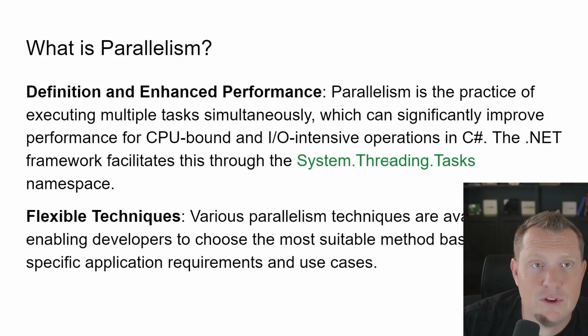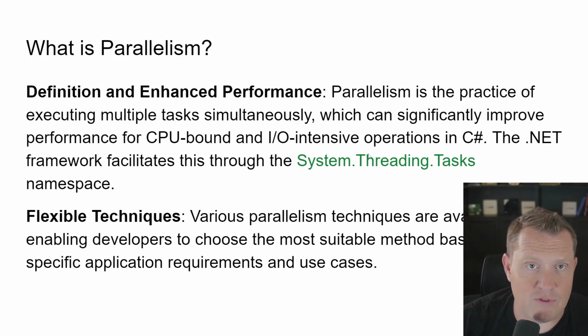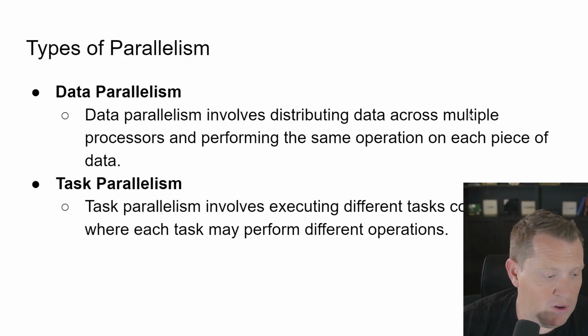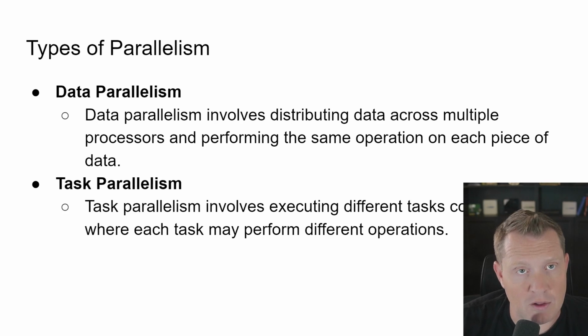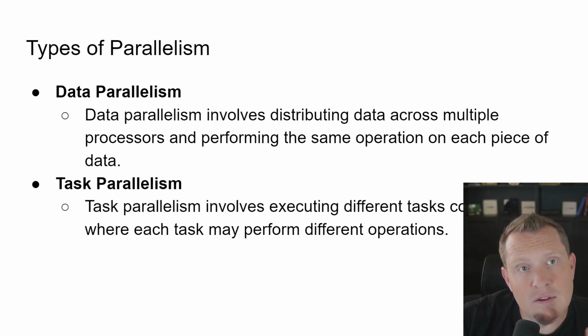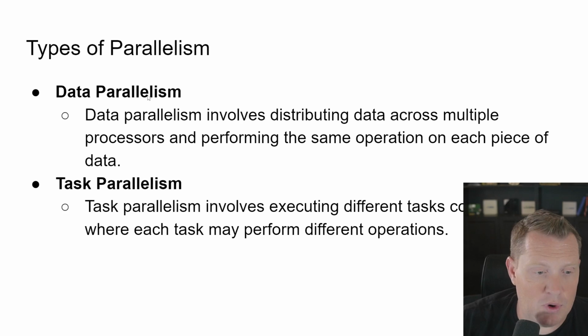Now, there are different flexible techniques. Various parallelism techniques are available in C#, enabling developers to choose the most suitable methods based on their specific application requirements and use cases. There's data parallelism, which involves distributing data across multiple processors and performing the same operation on each piece of data. And then there's task parallelism, which involves executing different tasks concurrently, where each task may perform different operations.